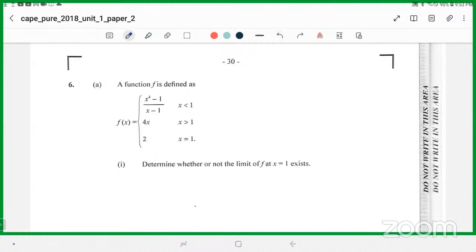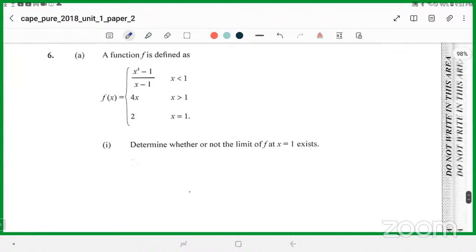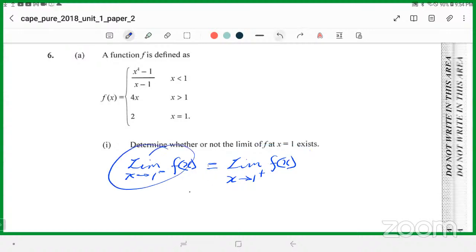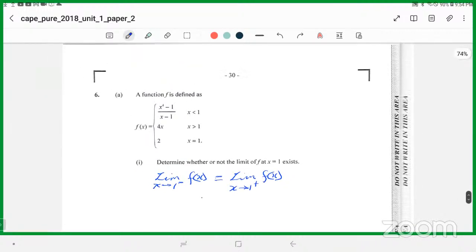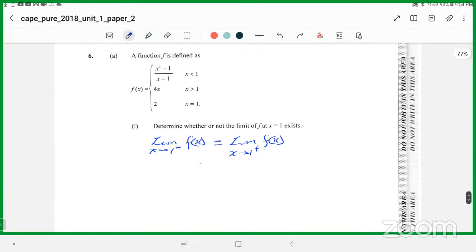Now for the limit to exist, the limit from the right and the limit from the left must be equal, must be the same, right? The limit as x approaches 1 from the left of f of x has to be equal to the limit as x approaches 1 from the right of f of x. That is when the limit exists. So I'm going to work out each of them and see if they equal the same thing. That's what must happen for the limit to exist. So let's do this one first.